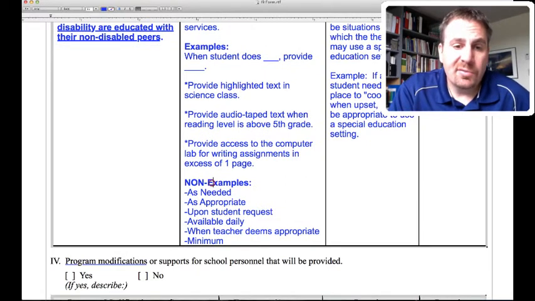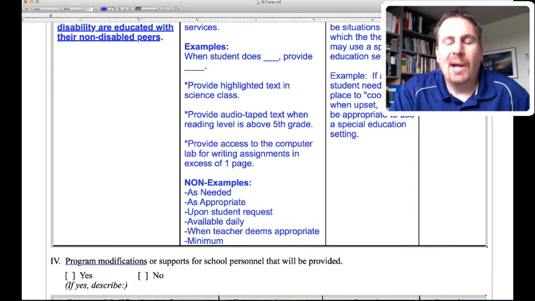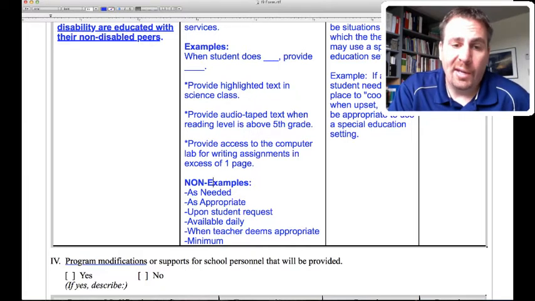We have some non-examples for this as well. As needed is not appropriate. As appropriate is, again, not appropriate. Upon student request, available daily, when teacher deems appropriate, and minimum are all not appropriate examples and should not be used.